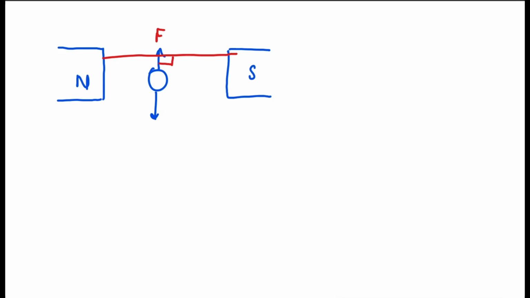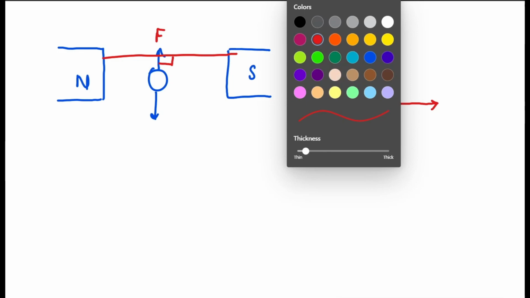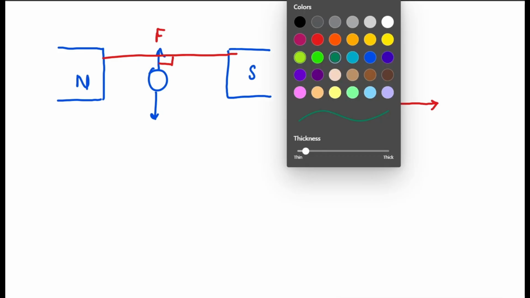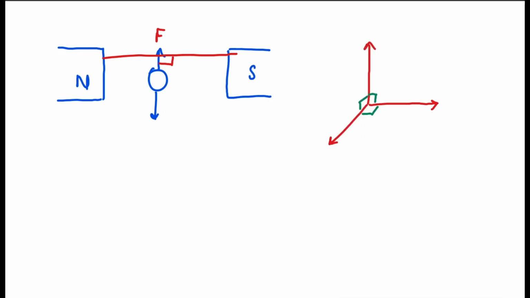And the reason, of course, is that for Fleming's left-hand rule, all three axes are perpendicular to each other. So this is 90, this is 90, and this is also 90, right? Okay, this is what we have already done.